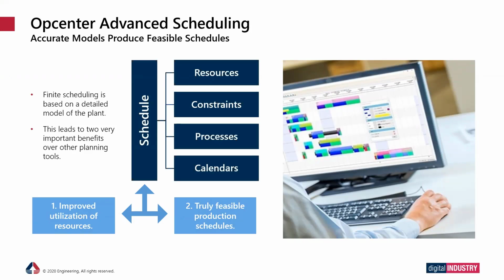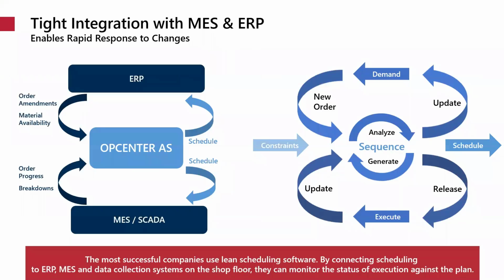To do that, we collect data from different sources. The two most important ones are the ERP and the MES or SCADA system, or some kind of control of the production floor. From the ERP system, we get orders, and they can be production orders, sales orders, work orders, purchase orders, any kind of order.